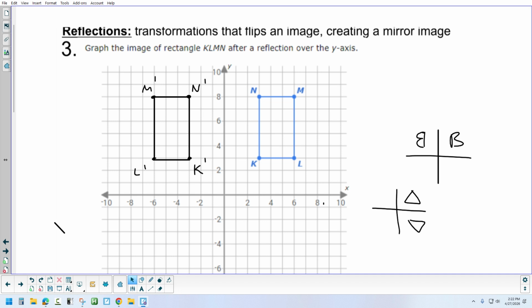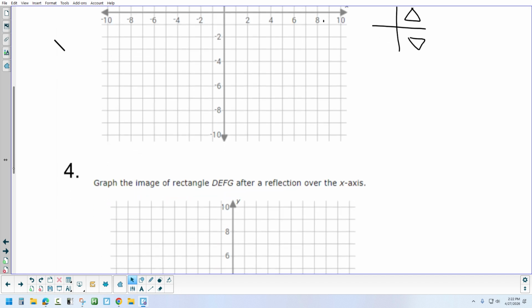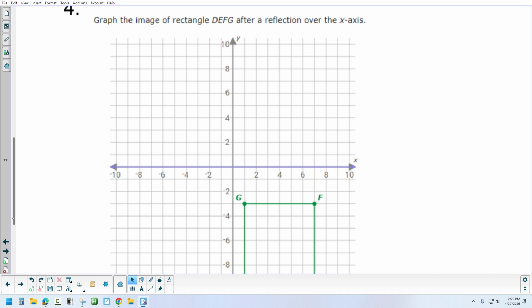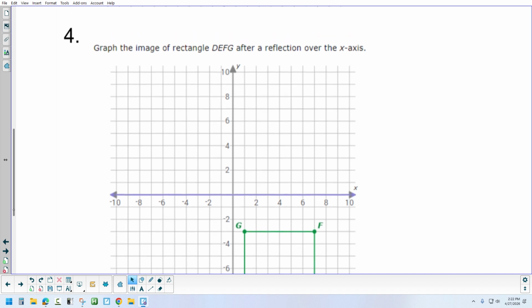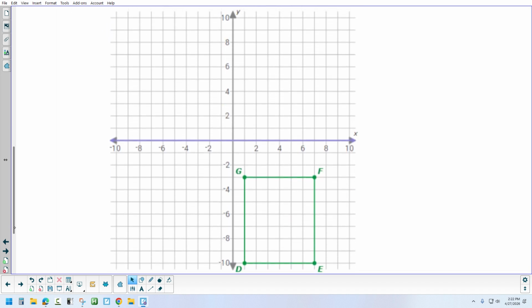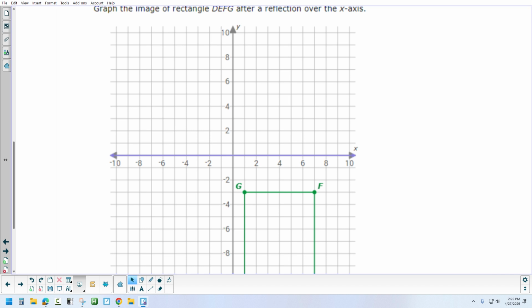Okay, so if you had that picture and someone asked you, is that a translation, you would say no. It can't be, because the letters flipped positions. Okay, so no, that is a reflection. All right, let's try one more reflection. So it says to take the green rectangle and flip it over the x-axis.